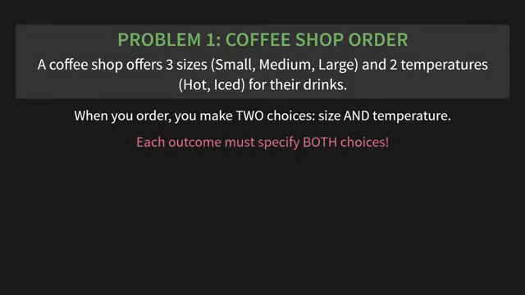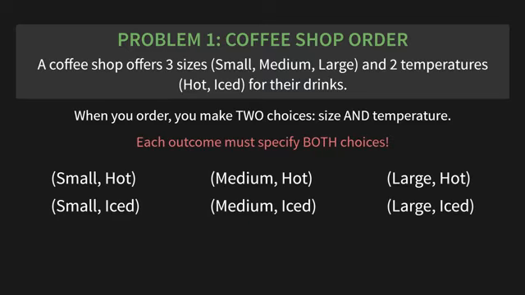When you order, you're making 2 choices: size and temperature. Check out this systematic approach. Let's think about it. Each size can be either hot or iced. That means small gives us 2 options, medium gives us 2 more, and large adds another 2. Here's our complete sample space. 6 total outcomes, every possible combination of size and temperature.